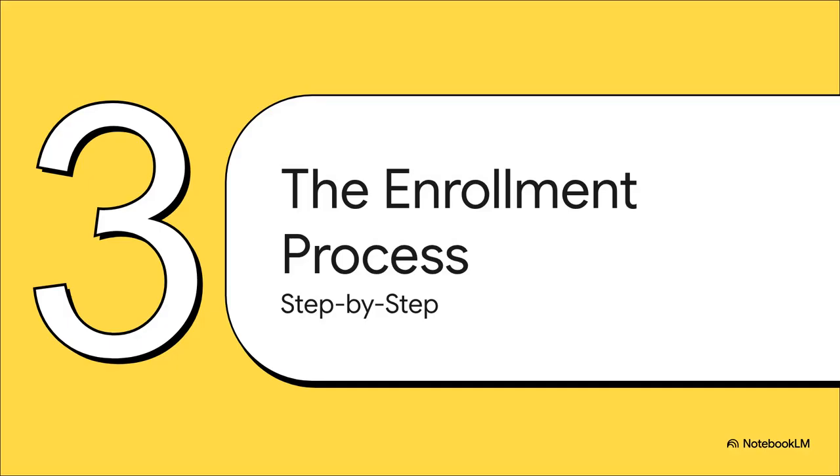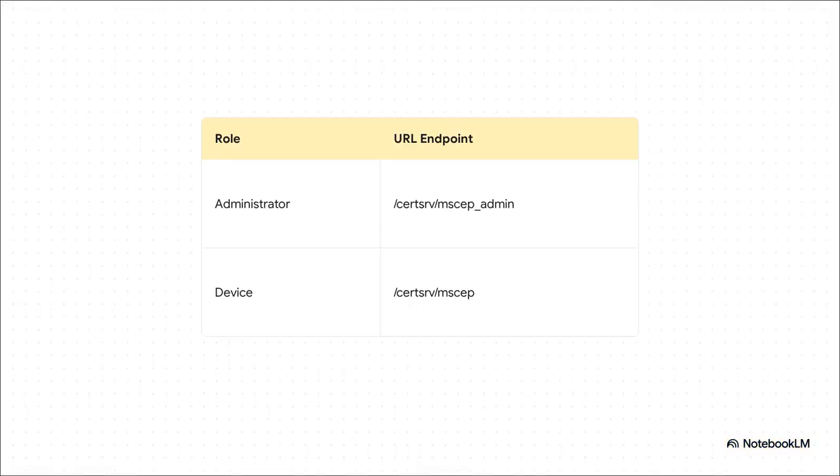Okay, so that's the what. Now let's get into the how. We're going to walk through this whole process step by step, from the very first request all the way to a successfully delivered certificate. Oh wait, before we dive into the journey, you have to understand this one critical detail. NDES actually uses two totally separate web addresses, or endpoints. There's a special one just for the administrator to get that password, and a completely different one for the device to make its enrollment request. This separation is a really smart and fundamental part of its security design.